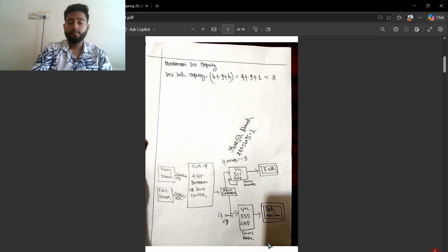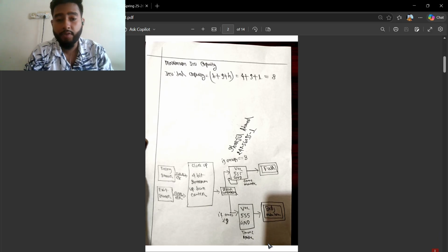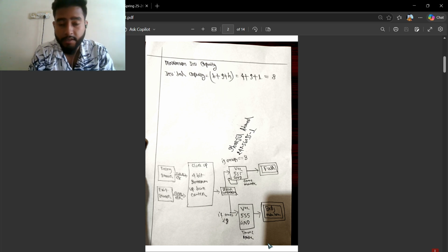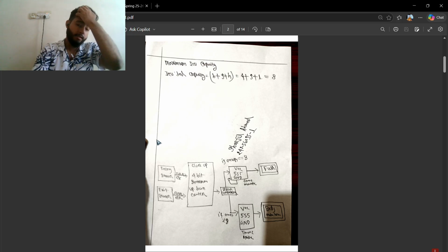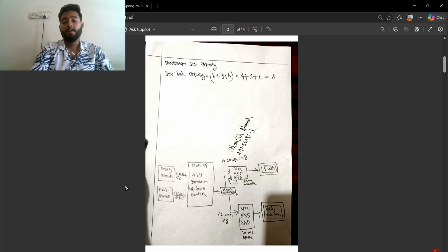Now, maximum ICU capacity. So what is the maximum ICU capacity? In the question there is a given instruction. According to this instruction and my ID, the ICU bed capacity is 8.